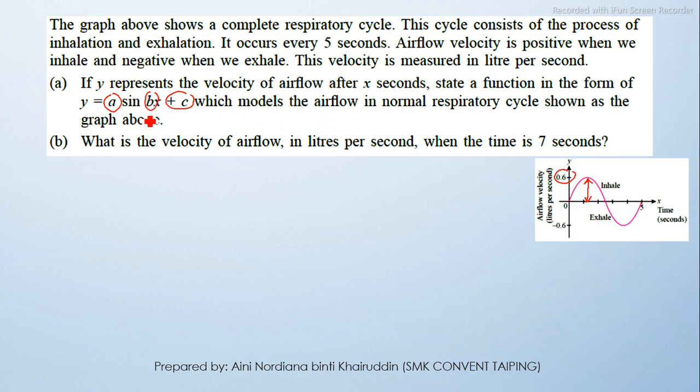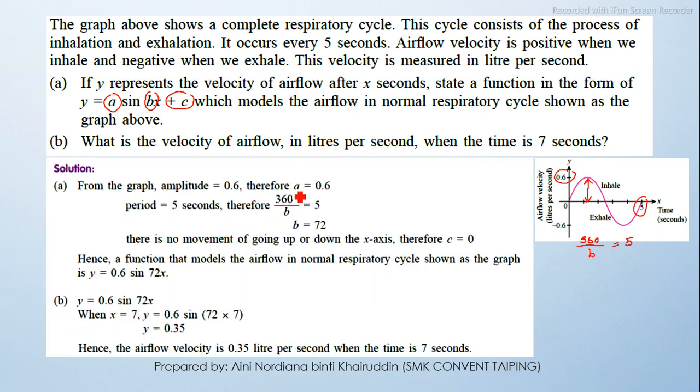The value of b is related to the period for one complete cycle. Since this is a sine graph, the period is 360 over b, which equals 5 seconds. So you need to calculate the value of b here.